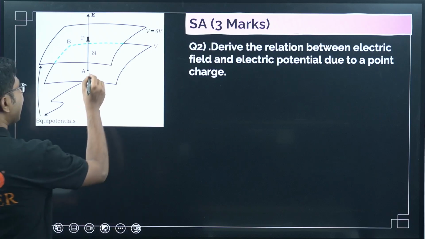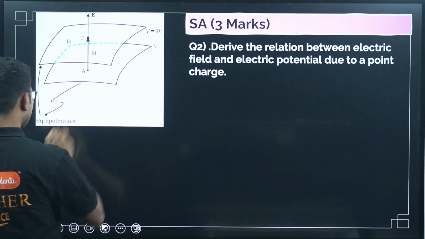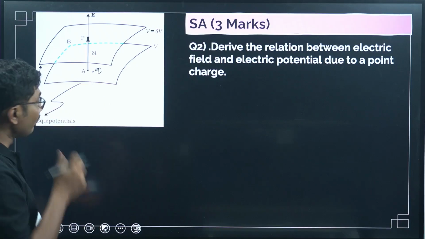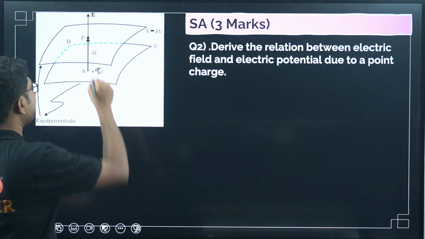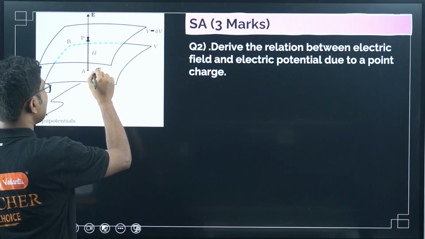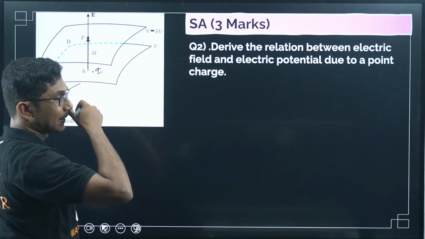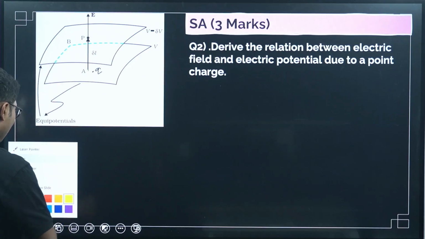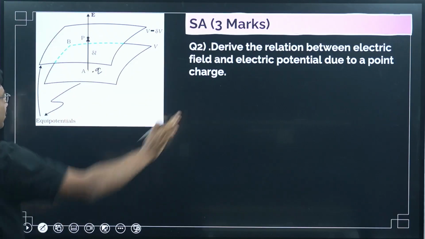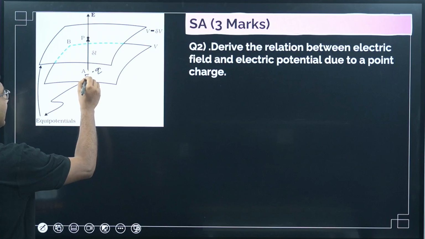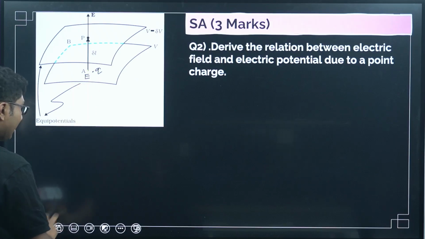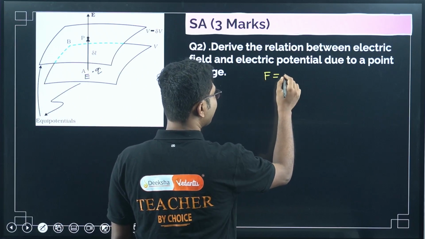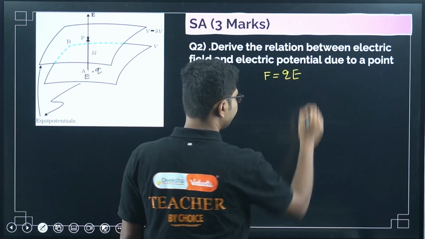Now suppose we take a point test charge Q and try to move it from A to point P. We are moving this point charge Q from A to P. This is an equipotential surface. Electric field is almost constant along this direction. So suppose the electric field here is E. If electric field is E, then the force acting on this charge is given by Q times E.